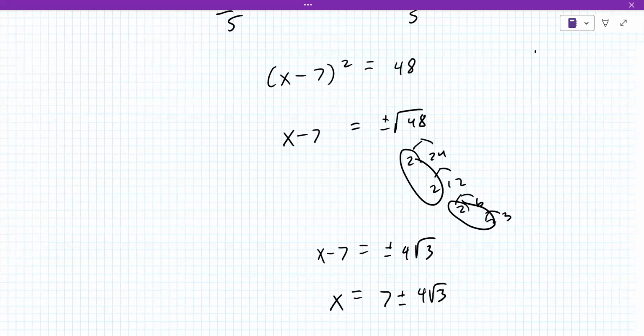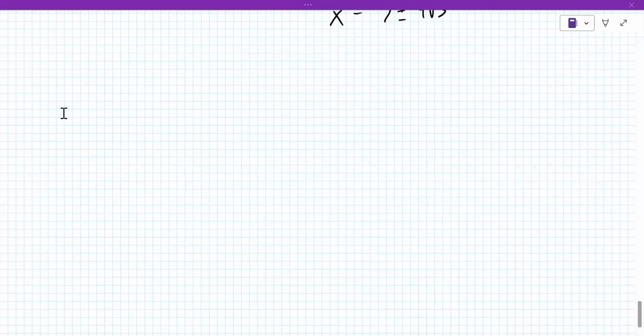Okay. Do you want to do another one like that, or do you feel like we should do another one? I guess, I take that back. We'll do another one like that. All right, I've got one here: minus 4x squared plus 32x minus 12 equals 0.